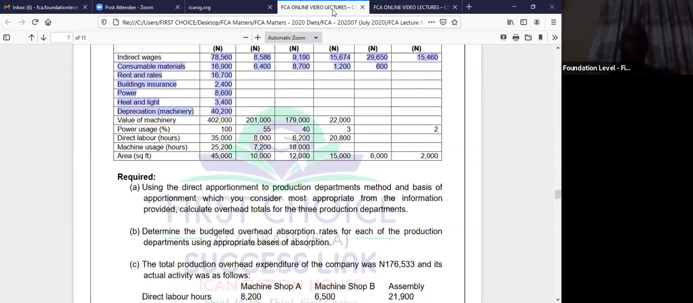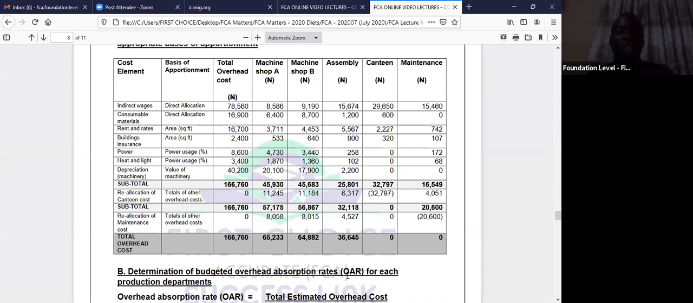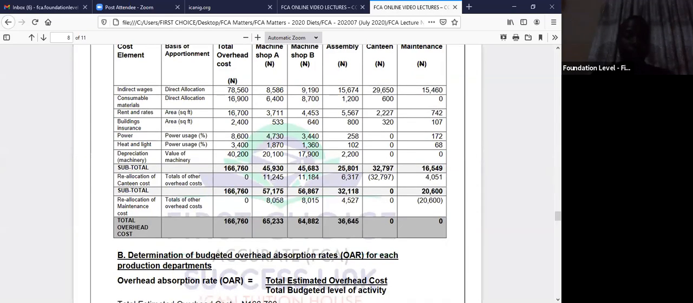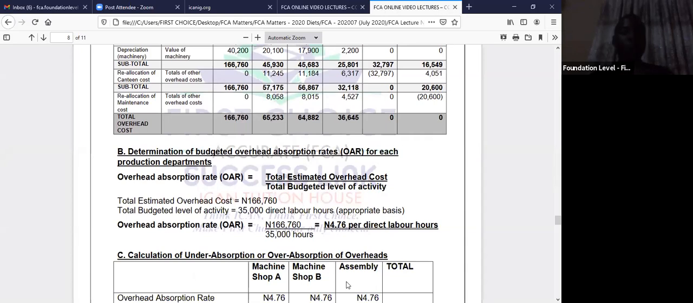In question number B, you were asked to determine the budgeted overhead absorption rate for each of the production departments using appropriate basis of absorption. The appropriate basis of absorption is the overhead absorption rate using labor hours. So what do we do? Overhead absorption rate is what we are looking for: total estimated overhead costs over budgeted level of activity.